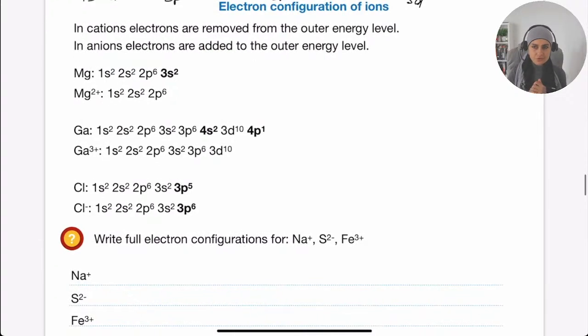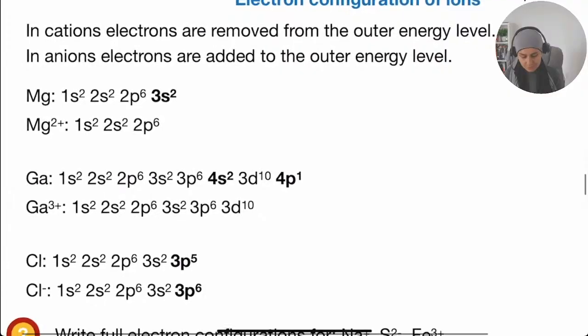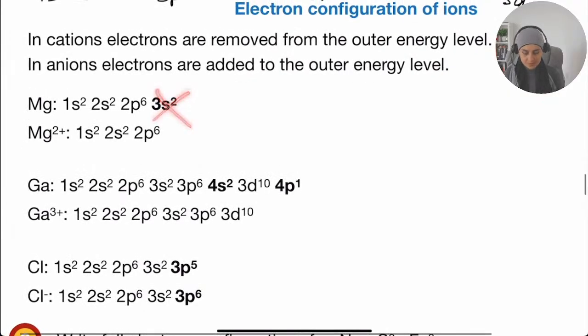Electron configuration of ions. Whenever you have cations, remember we remove electrons from the outer shell. For example, for magnesium, 1s2, 2s2, 2p6, 3s2. The outer shell is 3s. So for magnesium 2 plus, I remove these two, so it's 2p6. For gallium, 4s2, 3d10, 4p1.